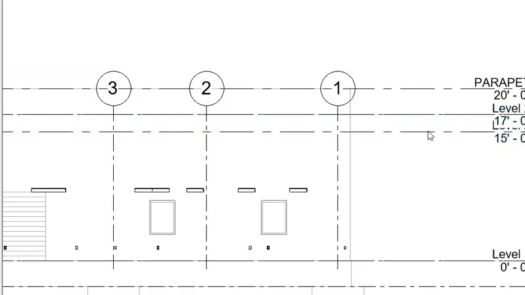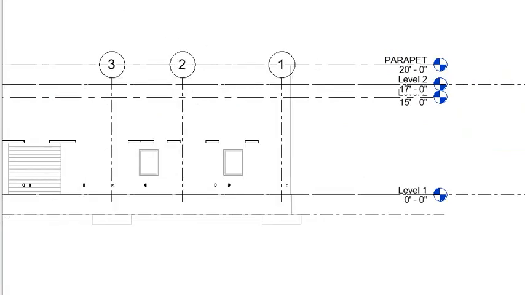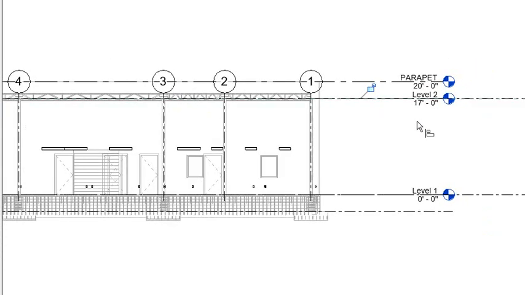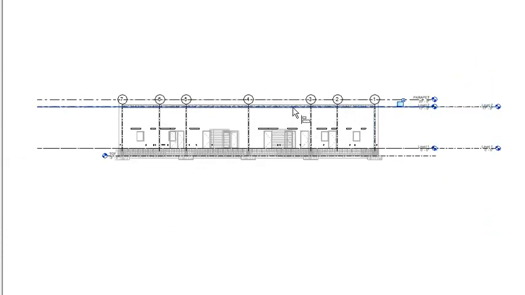Sorry, I don't want to be there. I just want to make sure we're out of copy monitor. I'll show you how that works later. We want to modify, align. We want to align our new level 2s from this one to that one. Okay, now we're all matched up.